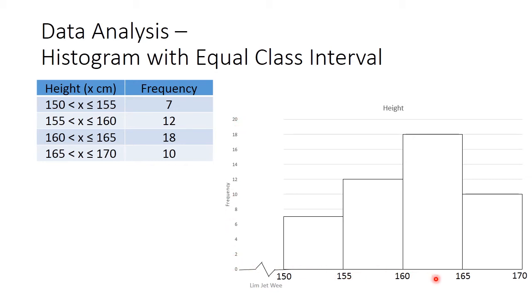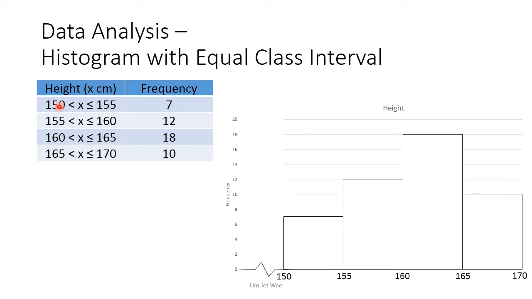The horizontal axis actually is the class, and it starts from 150 all the way to 170. So 150, 155, all the way to 170. I have no data below 150, so I can actually use this zigzag line over here to represent that there is no data or no value below 150. Once that is done, I start to look at the frequency.